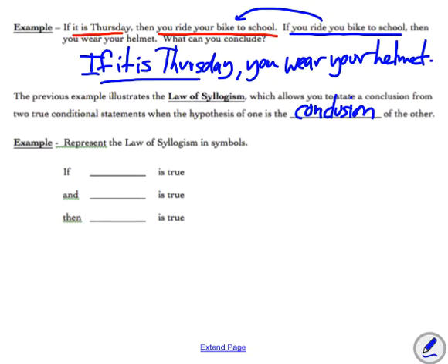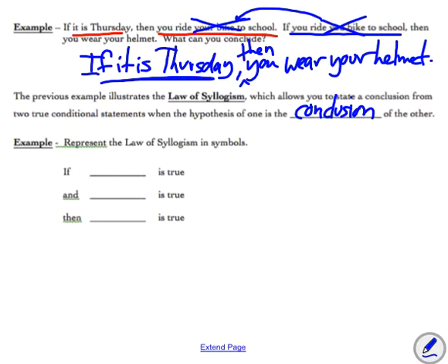What we can decide from that is any time that it's Thursday, at least according to the statements we have, and that's our universe, that's really the only thing we have to go on. So if it's Thursday, you ride your bike to school. If you ride your bike to school, then you wear a helmet. So we can get rid of this bridge because it's connected within those two statements. And so we have, if it's Thursday, then you wear your helmet to school, which is sort of implied in the way that I had written it before.